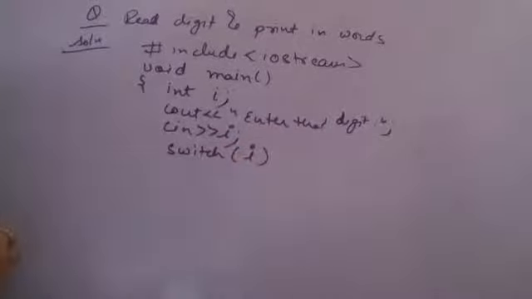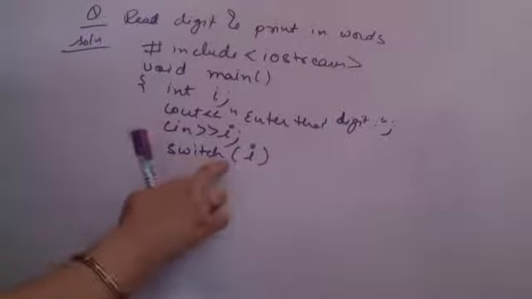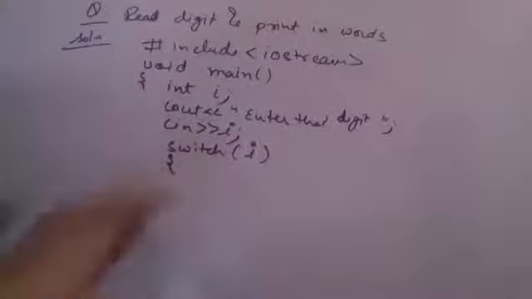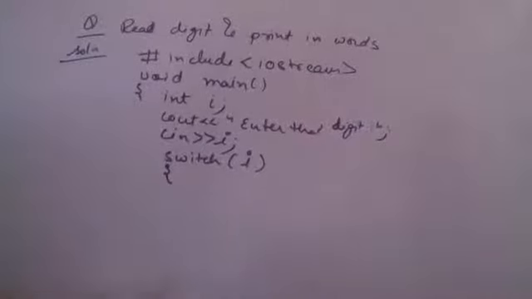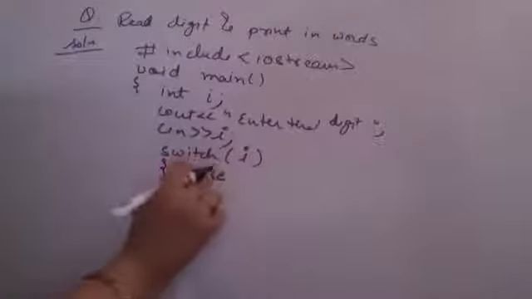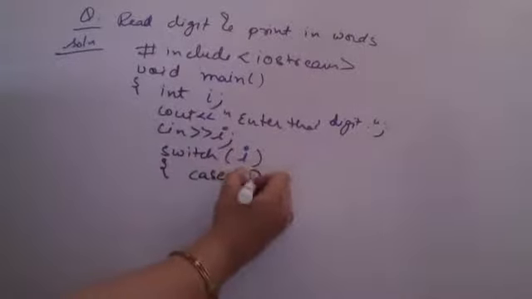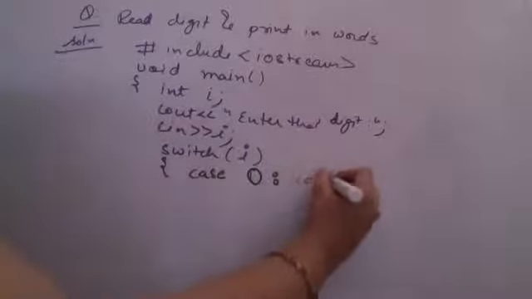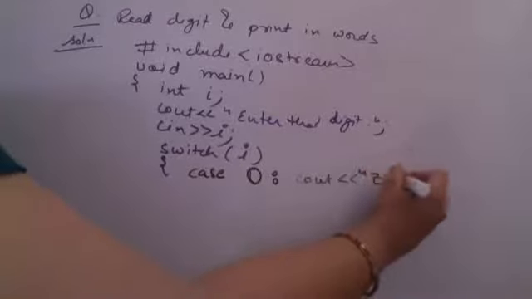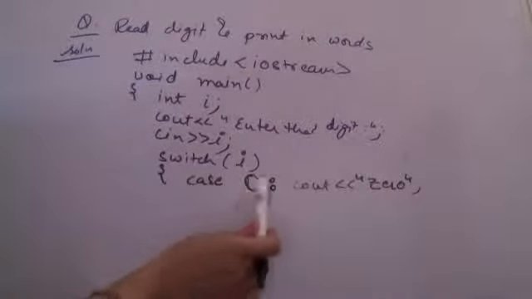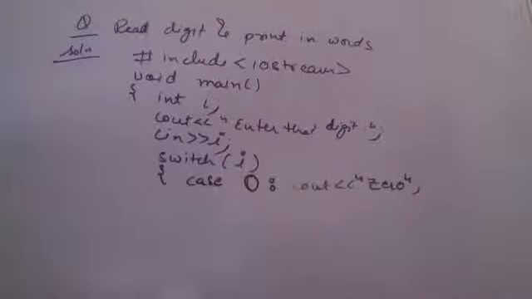Switch, immediately followed by parentheses with I, and I start the switch block. I mention various cases here. I'll use a different color so that it becomes easy for you all to understand. Supposedly case 0: in this case, I am mentioning cout 0. Now you all understand what will happen? In case I has the value 0, this case statement will be executed.